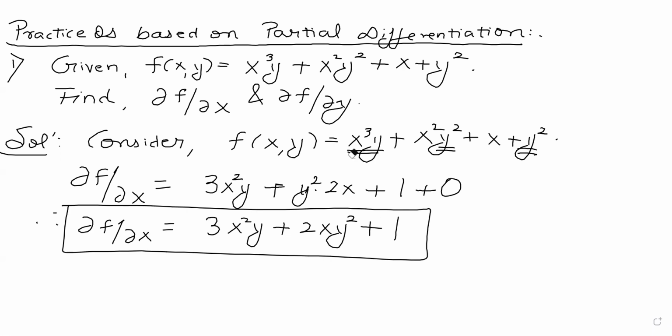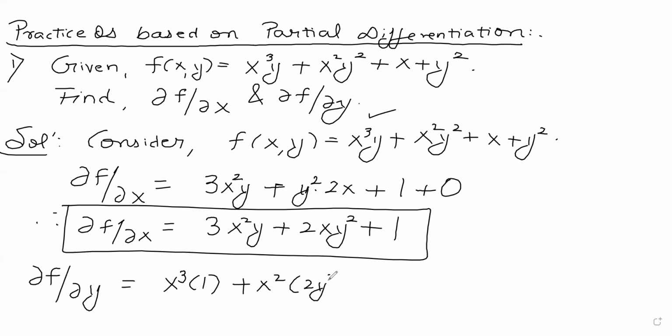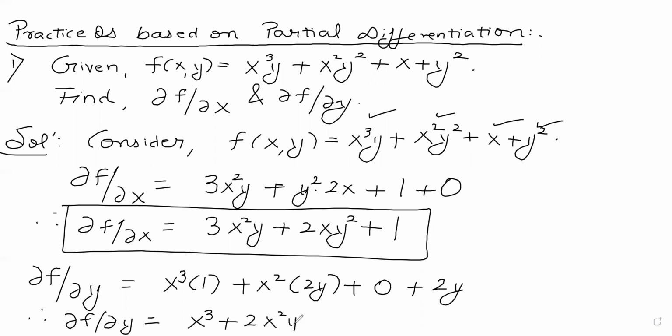Similarly, we can quickly find the partial derivative with respect to y. So del f by del y. Now you will differentiate f with respect to y, assuming that x is a constant. So x cube into y's derivative 1, plus x square into y square's derivative, which is 2y, plus x's derivative is 0 because x is a constant. Y square's derivative is 2y. So therefore my del f by del y comes out as x cube plus 2x square y plus 2y.